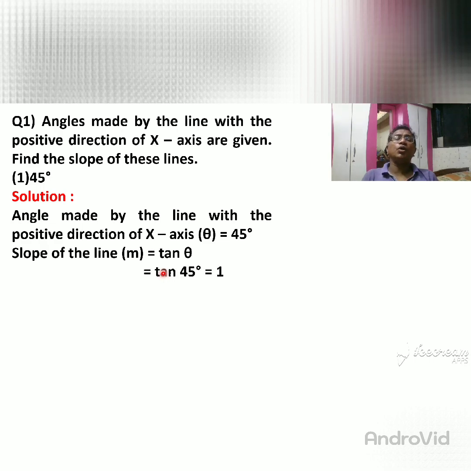So theta is equal to what? 45. So tan theta is tan 45 degree. Whatever tan 45 degree is, we learned in 9th standard. So you know how to find the tan 45 value. So tan 45 is equal to 1. So the slope is 1. Do you understand? Then the slope of the line is 1.